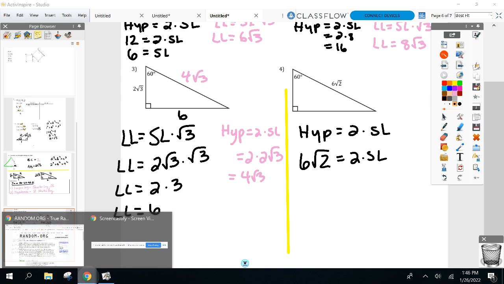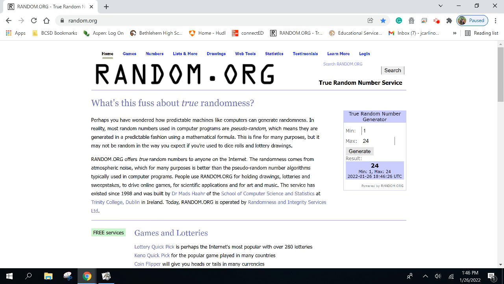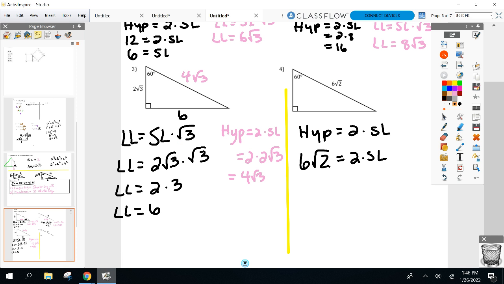I got to get the 2 out of there to solve for the shorter leg. 24, what can I do with the 2 to get it out of there? Yep, good. Divide both sides by 2. So my shorter leg, I can't cross off the 2's. One's underneath the radical, one isn't, but I could certainly do 6 over 2. So my shorter leg, 3 radical 2.